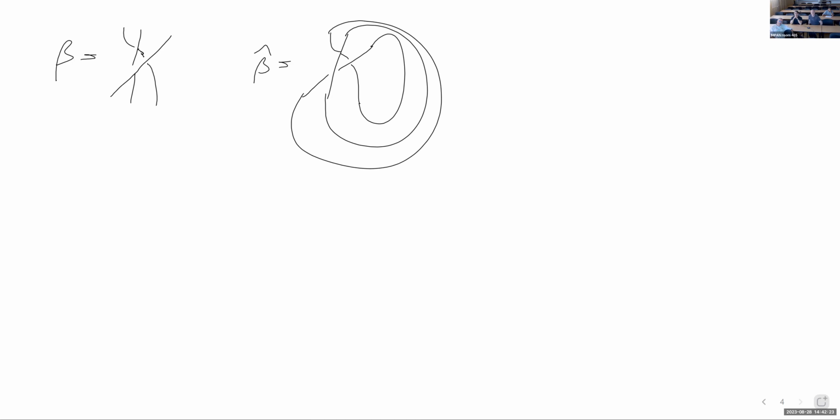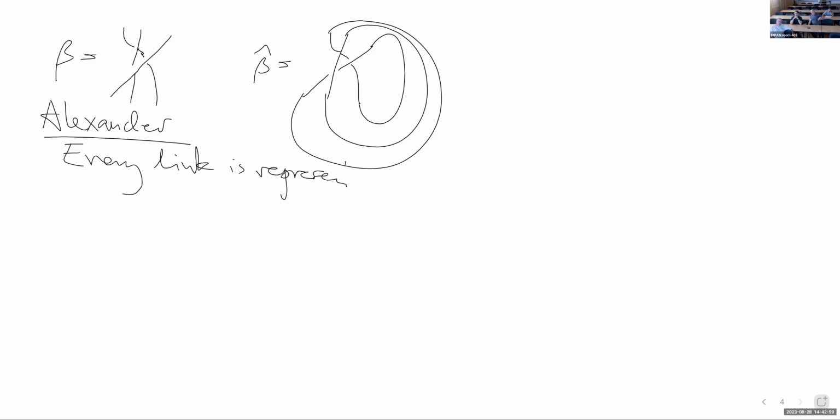And as in the case of link diagrams, first of all, that's good news, because this means braids can represent every link. First of all, I need to tell you the theorem of Alexander, which is a precursor to Markov's theorem. Alexander proved that every link diagram can be presented in this way. So every link is represented by a closure of some braid.